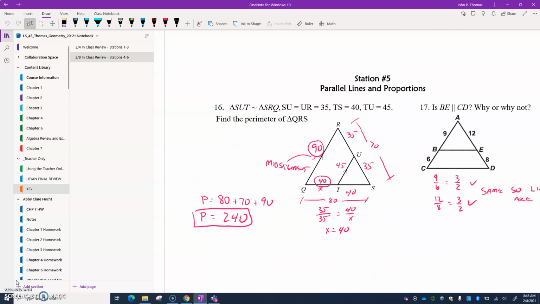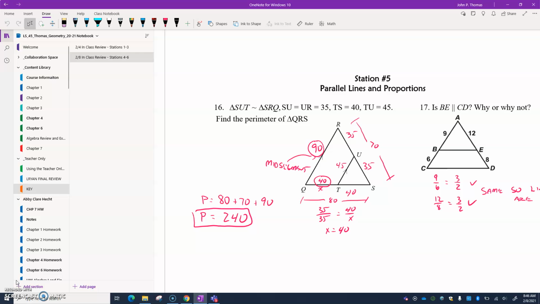In the first one, it asked us to find the perimeter of the big triangle. To do that, I had to find QT, and I had to find the base RQ. QT we could get from the given information because we had 35 and 35 on the top right, so it's going to have to be 40 and 40 on the bottom because the two lines are parallel.